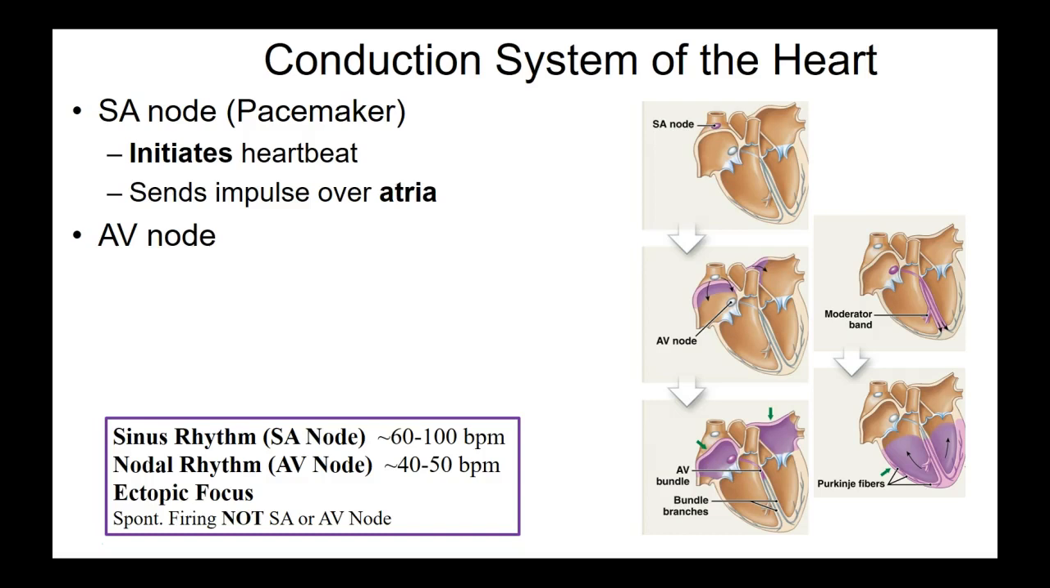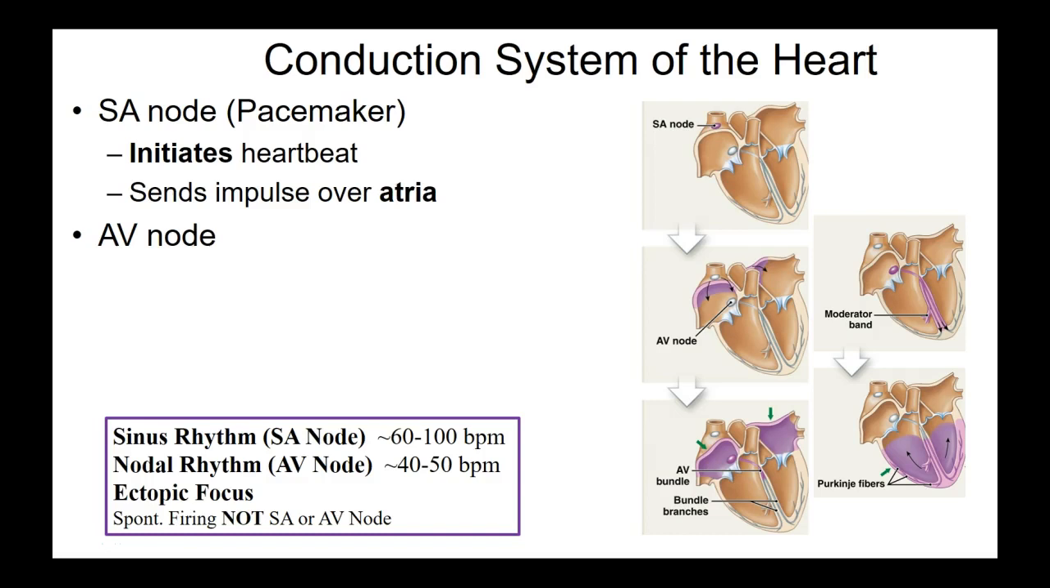This whole rhythm at the SA node, the sinus rhythm, is generally about 60 to 100 beats per minute. How many people will have a heart rate of 100 beats per minute? Probably not resting, right? We'll find out why in a little bit, probably not today. Nodal rhythm is about 40 to 50, so a little bit slower.